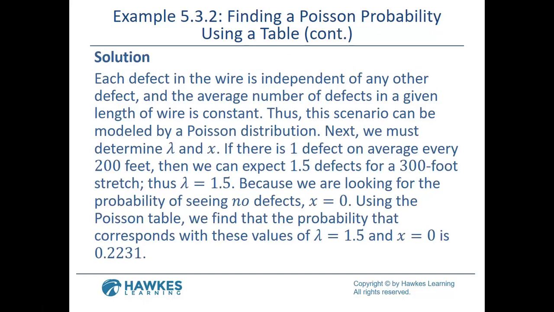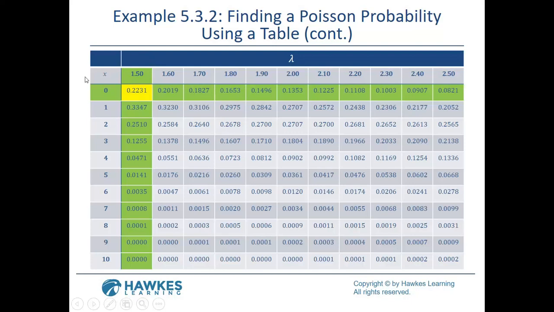So the other part is we're looking for the probability of seeing no defects. So that is x equals 0. Using the Poisson table to help us out here, we know that our lambda is 1.5, we know our x is 0, and so our answer is going to be 0.2231. How I found it is by looking at my table. Here are my x's, here are my lambdas. I scroll down until I see the x I'm looking for, scroll over until I see the lambda, and find where they cross each other, and that's your probability there.